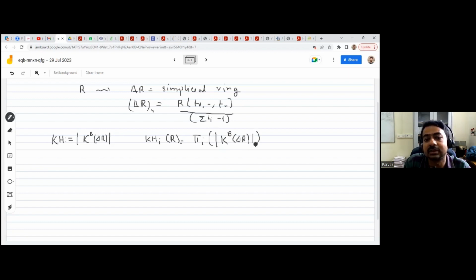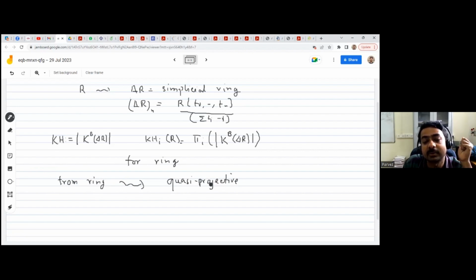Okay, so this homotopy K theory I have defined. It is for rings, right? And this is for any ring, associative rings also; it need not be commutative. And then in the paper of Weibel, what he did is that from rings he defines it for quasi-projective schemes. So this I will not discuss.